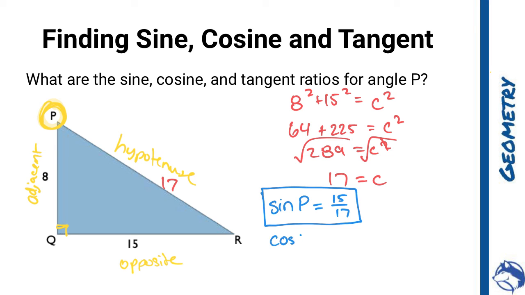My cosine of angle P is my adjacent, which is 8, over my hypotenuse, which is 17. And the last one, my tangent of angle P, is the opposite over the adjacent.